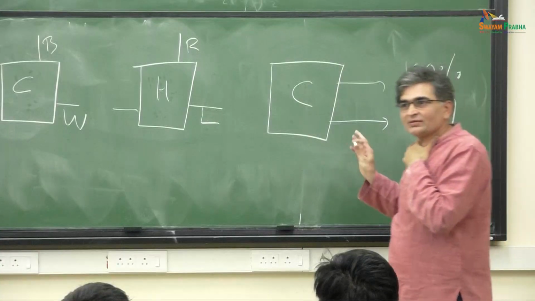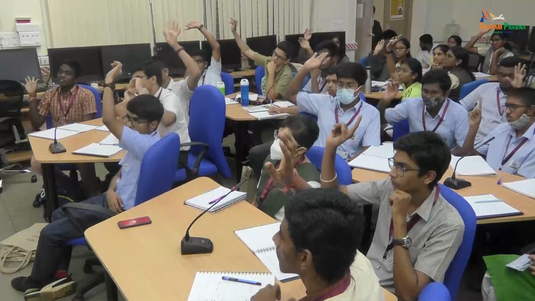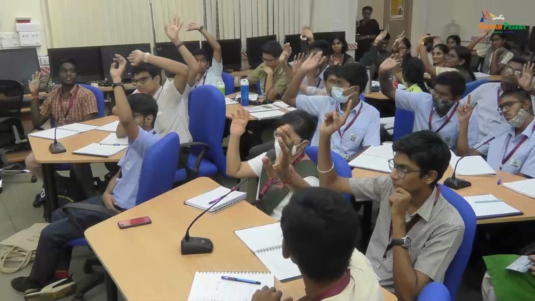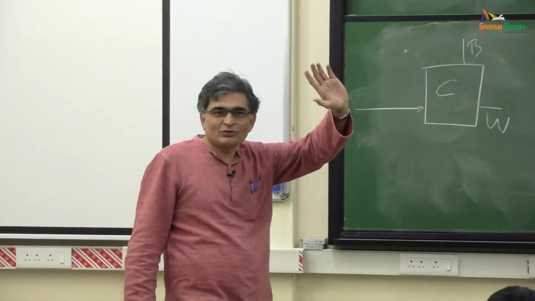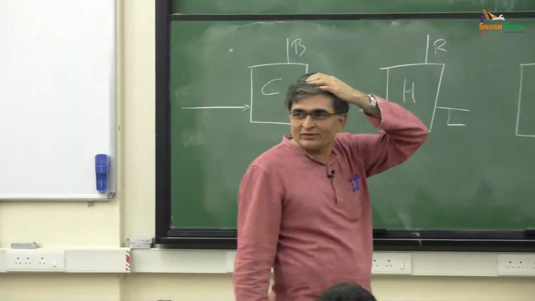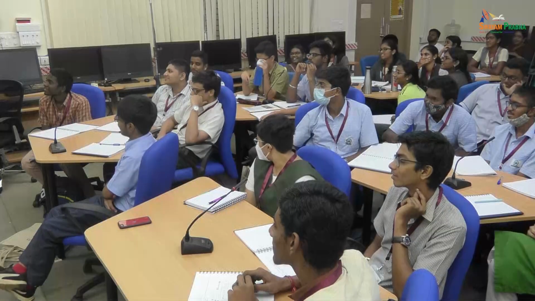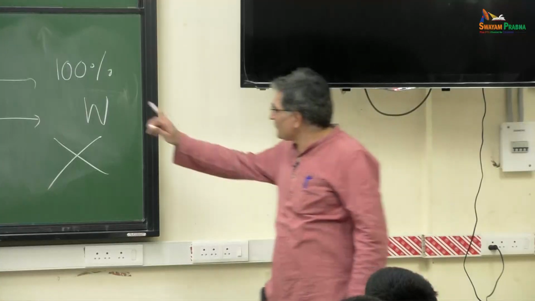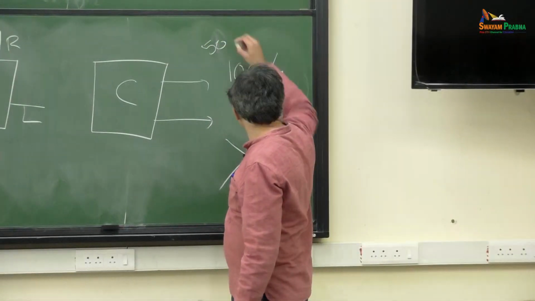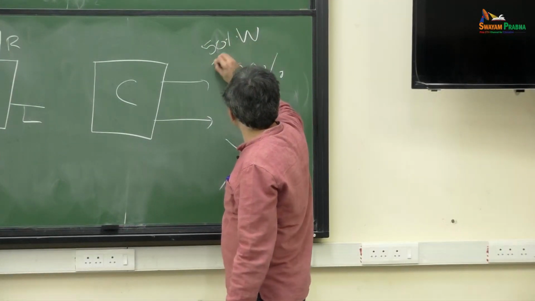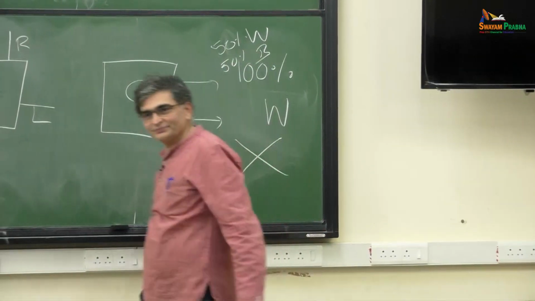Who agrees with this conclusion? Cool. Who doesn't agree? I am also agreeing with it. Who doesn't agree? No one? Yeah. All of us are wrong. The outcome of this experiment is that 50% of electrons come out white, 50% come out black.